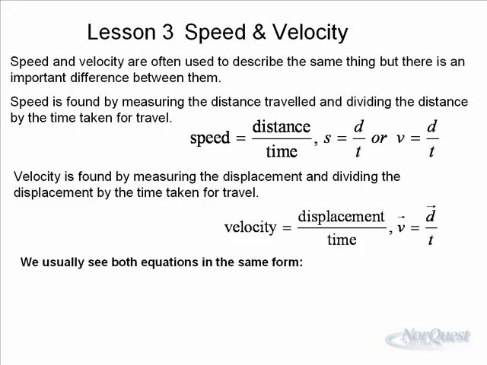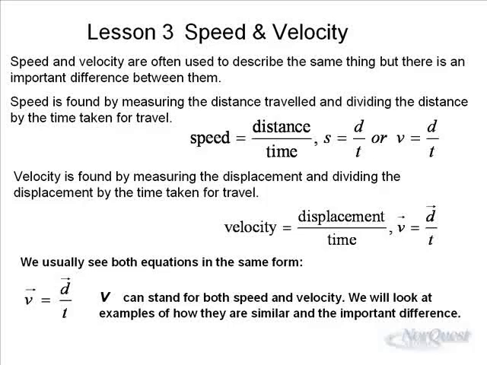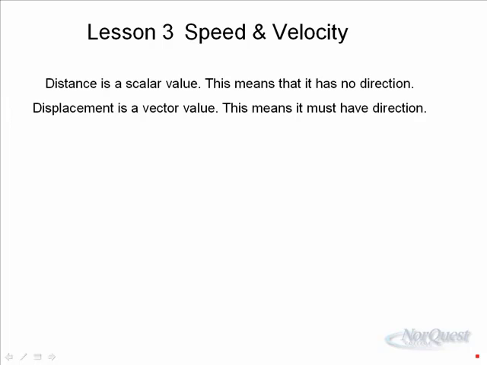But the equations are basically the same form. v is equal to d over t, and v can stand for both speed and velocity. Let's look at some examples of how they are similar and how they are different. So the big difference between speed and velocity comes from the difference between distance and displacement.